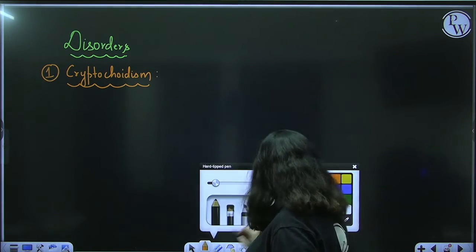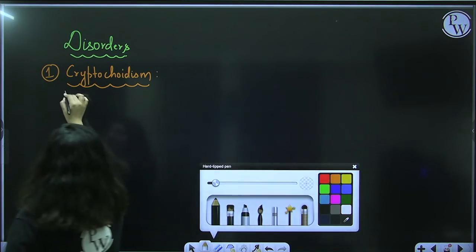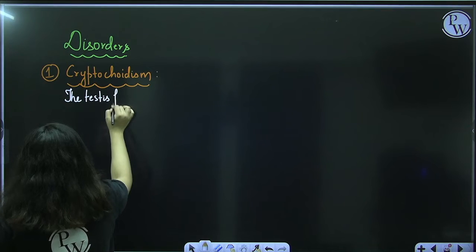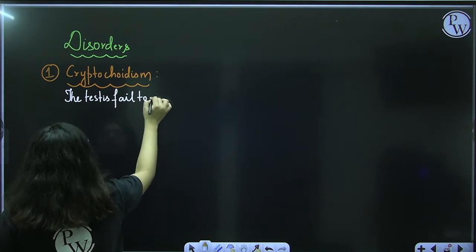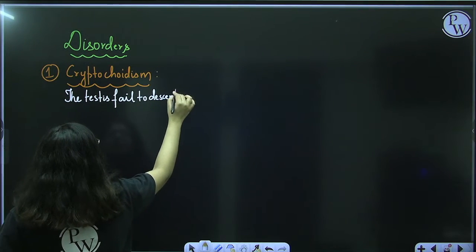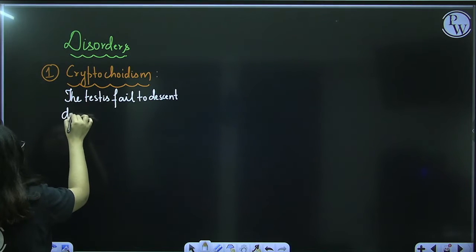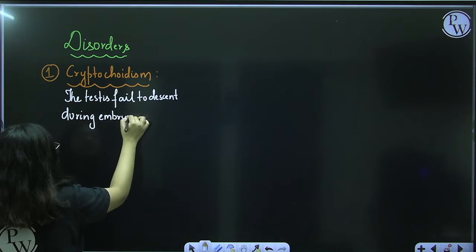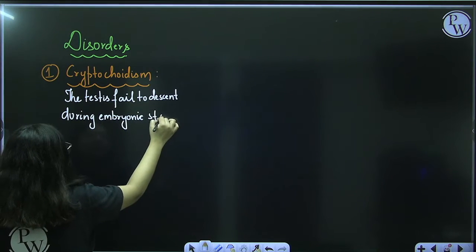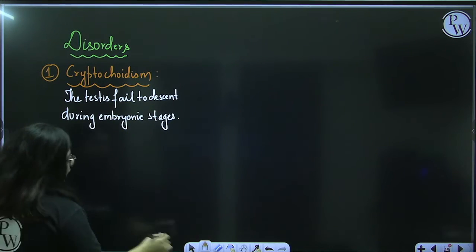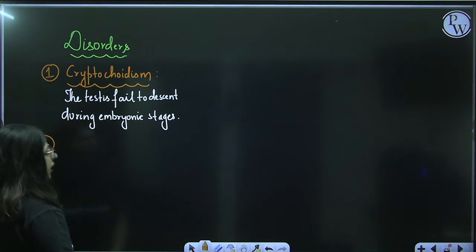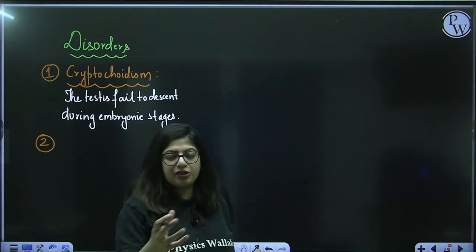So, what happened in cryptorchidism? The testes fail to descend during embryonic stages. Fine guys? Okay.